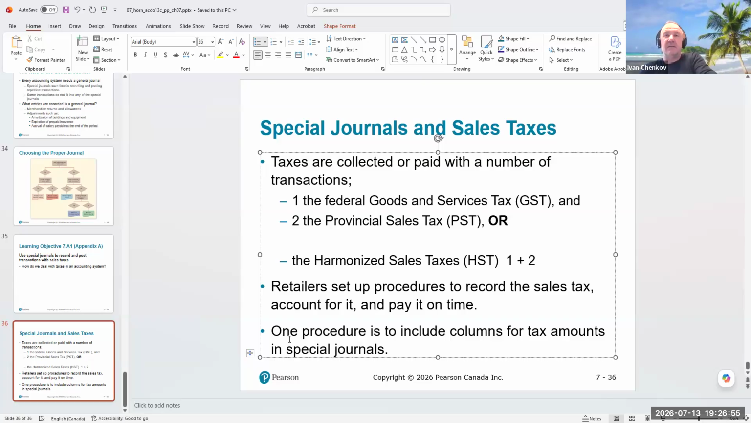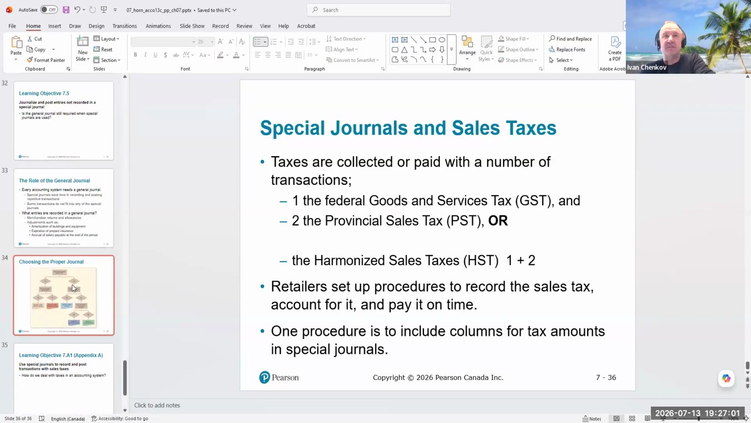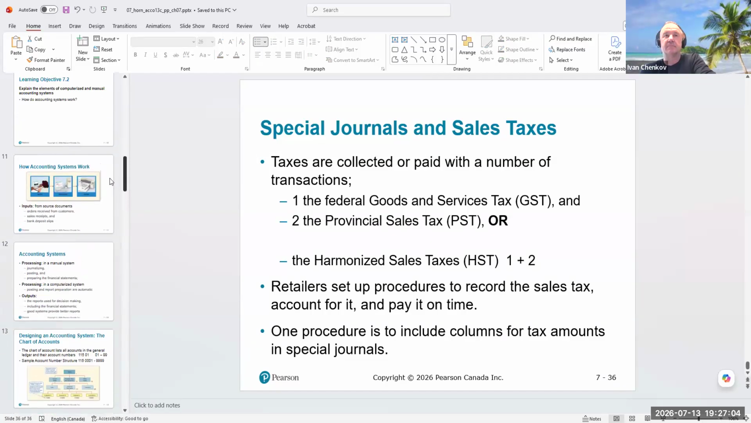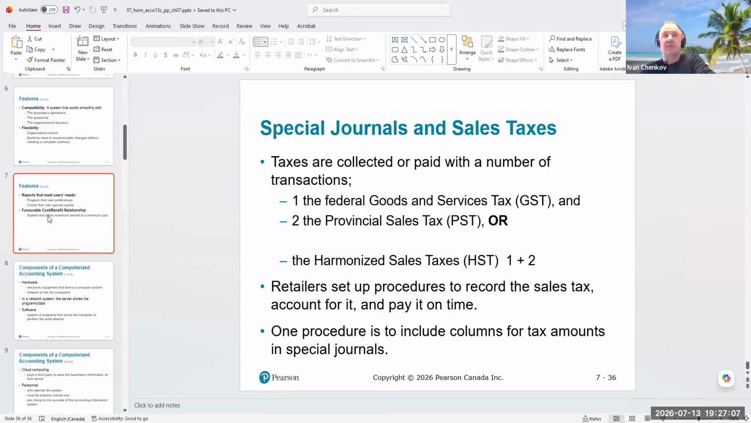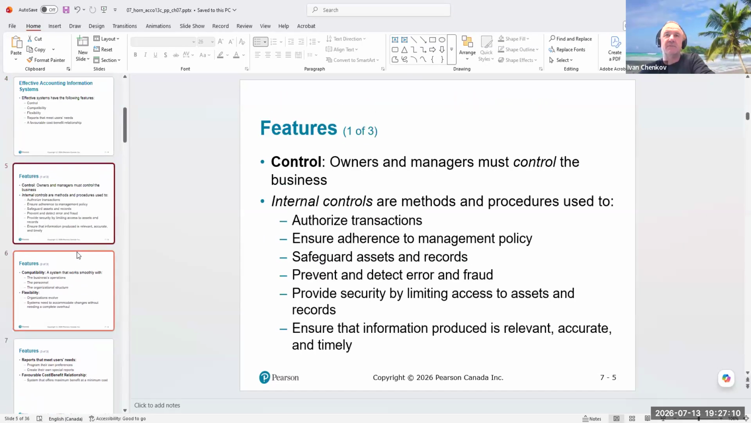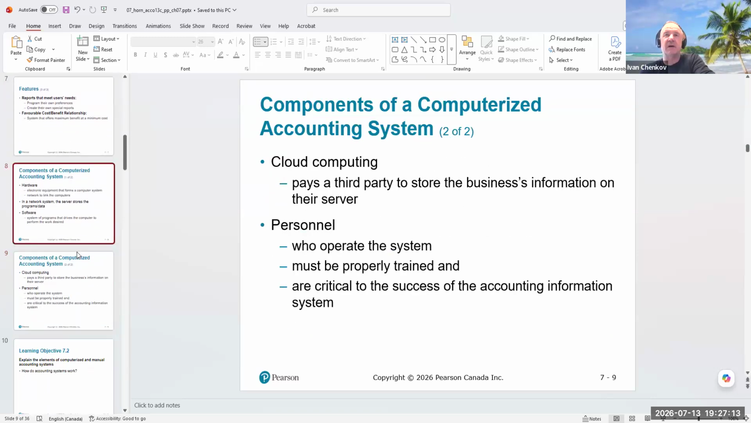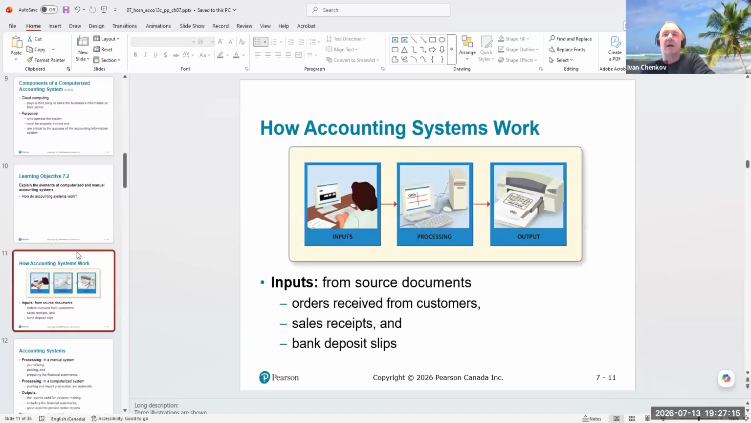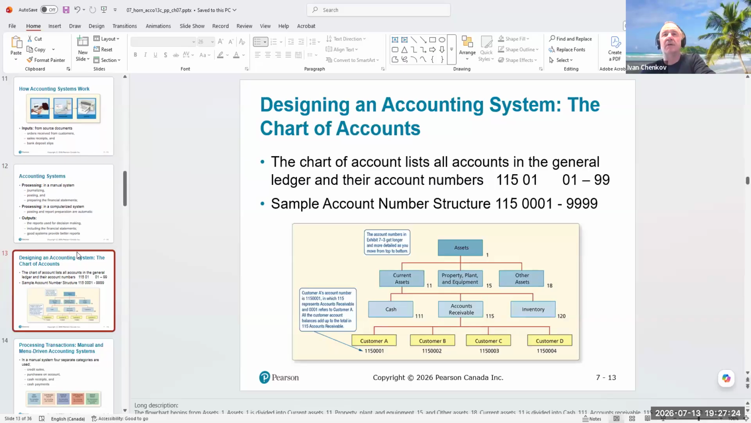And that concludes chapter 7. So the essence of this chapter 7 is what the accounting system consists of, what its features are. We have hardware, software. What the processes in accounting are: we have input, we have processing, we have the output. How we organize the accounting system, or what's the most important in the accounting system. That's the chart of accounts, or list of all the accounts in the general ledger, the account numbers.